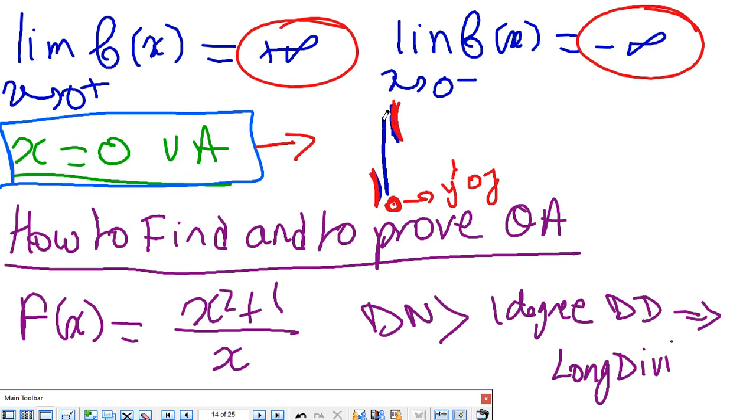It means that at 0 plus the function is going to end at plus infinity, and at 0 minus, at minus infinity. And x equal to 0 is the y prime or y axis, so we're going to graph it later on. How do we find the oblique asymptote? How do we prove it?